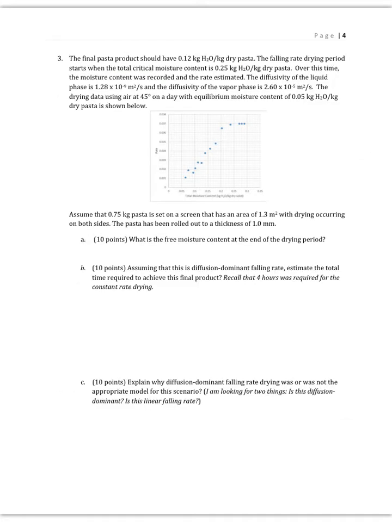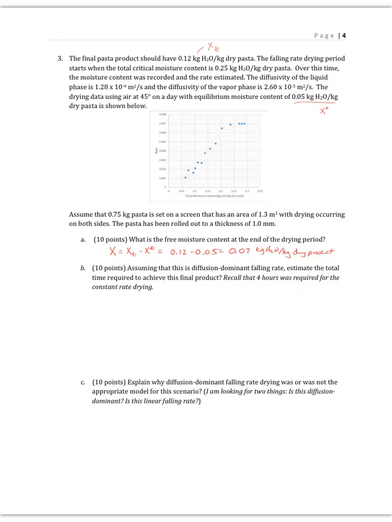All right, so next let's look at question 3, the last question. This first part asks for the free moisture content at the end of the drying period. We have the equilibrium moisture content given, and we are told that we want the final total moisture content to be 0.12. So the free moisture content is the total minus the equilibrium. All of this is moisture content on a dry basis, so 0.12 minus 0.05 is 0.07 kilograms of water per kilogram of dry product.